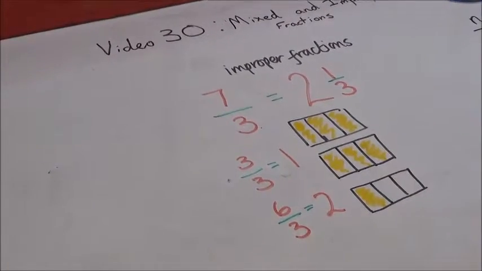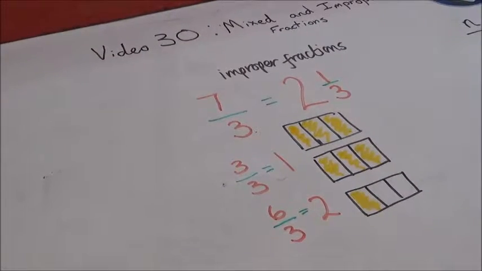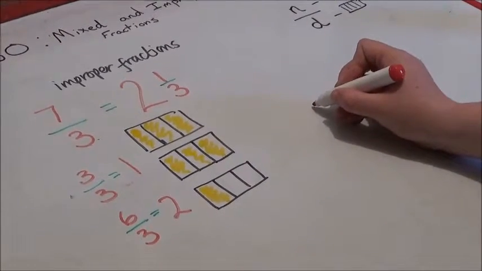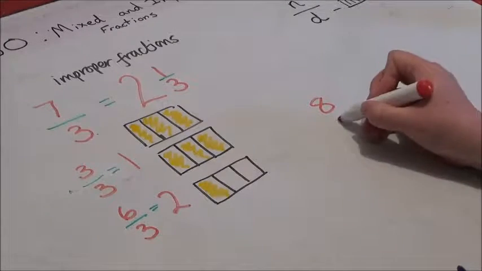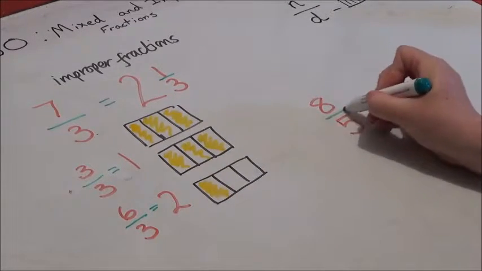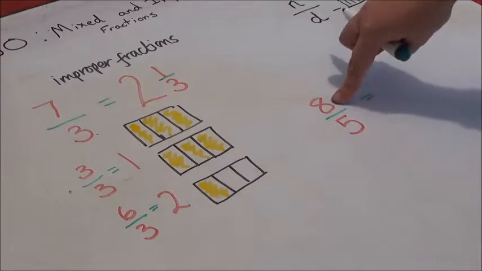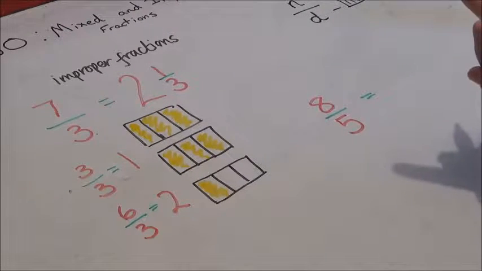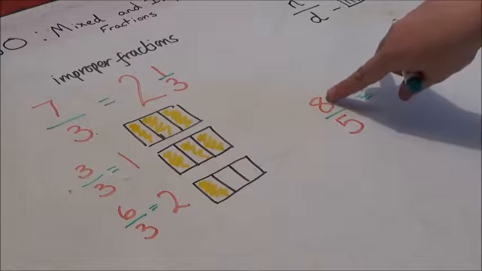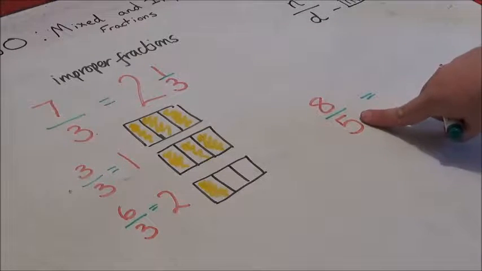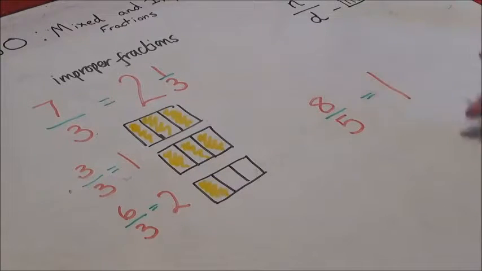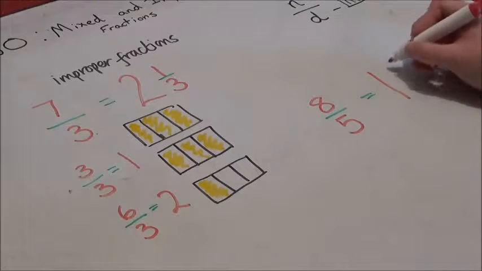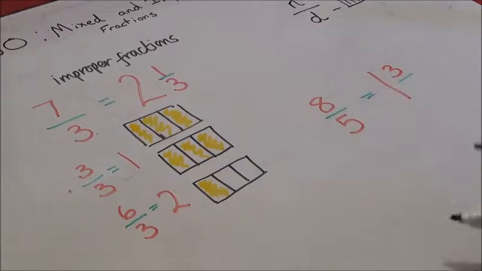So one more quick example without me doing the visual representation. We'll have a look at 8 fifths. This is an improper fraction. The numerator is bigger than the denominator. So I know that 5 fifths would be 1 whole. 10 fifths would be 2 wholes. We don't have 10. We have something smaller than that. So 5 fifths is 1 whole. That's what we've got. 1 whole. 5 fifths, 6 fifths, 7 fifths, 8 fifths, we've got 3 fifths left over.